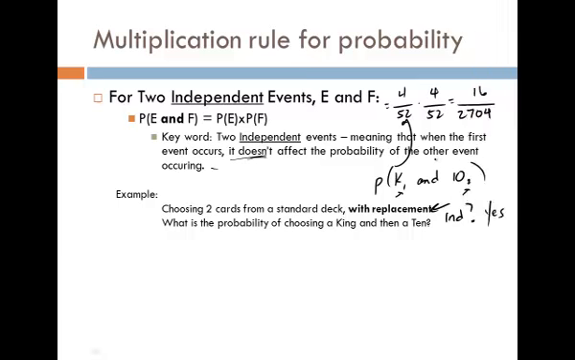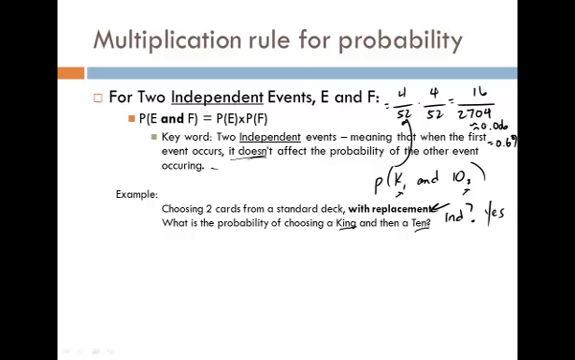Okay, so it's approximately 0.006, excuse me, so 0.6%. So a very low probability that you would select your first card being a king and your second card being a 10, but that is the probability.